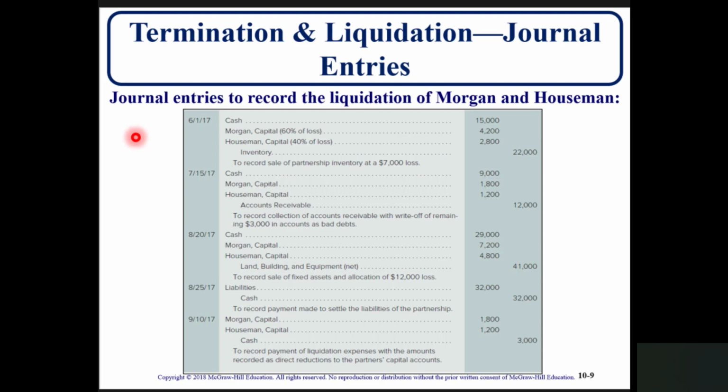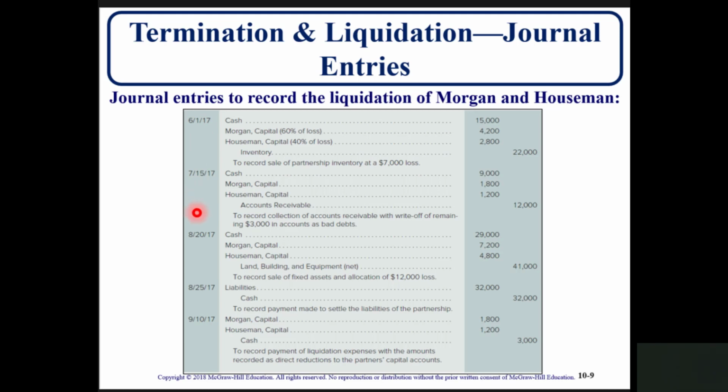So following those events, these are the journal entries that represent that. The first one: we have to record the sale of partnership inventory at a $7,000 loss. When they sold the inventory, they took a loss. The inventory was on the books for $22,000. They received $15,000 in cash. The difference of $7,000 is allocated to the two owners based on their percentages, 60-40, and that's where you have the $4,200 and the $2,800 entry.